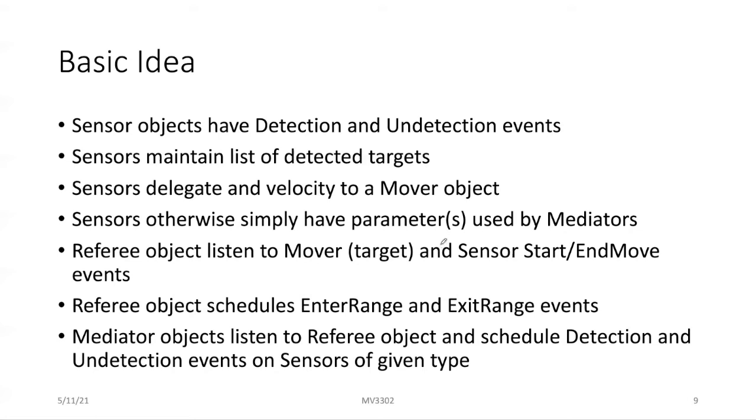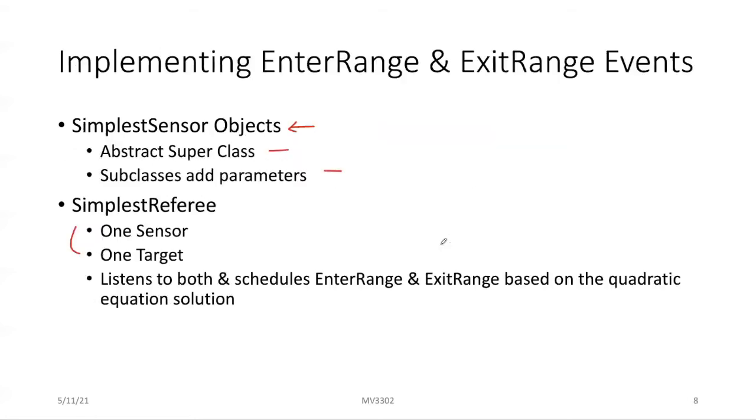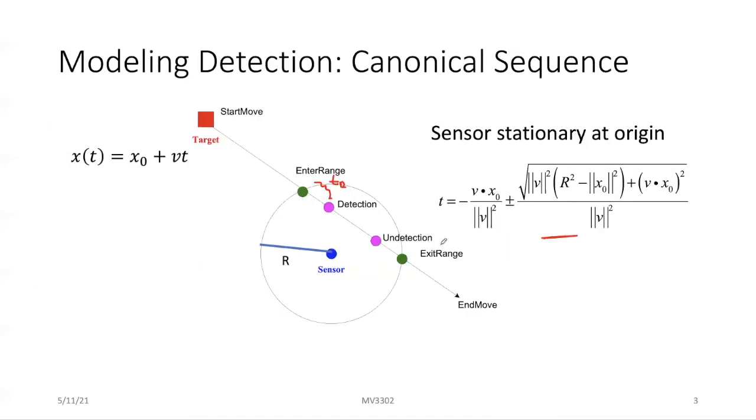So first I'll go through that. Now, where does that come from? If we look at our canonical example here, when a target starts its move, the referee is going to hear that, and in this case, it would schedule the enter range. But if it's inside, it would schedule the exit range. And if it was outside, it would do something else.